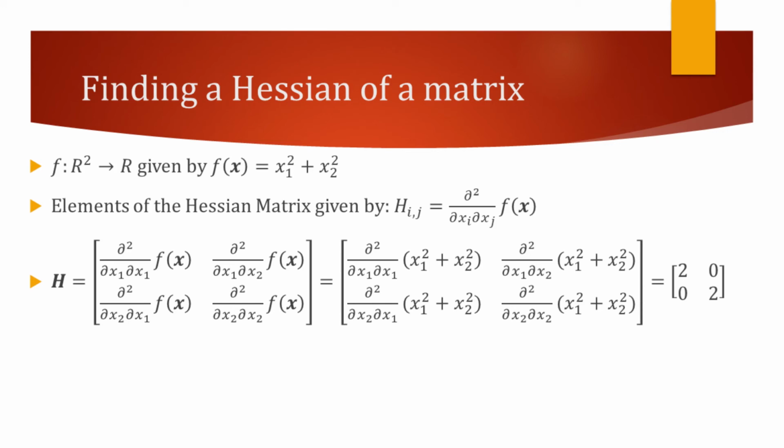In the first row of the second column, we find the partial derivative of the function with respect to the second element, and then the first element of the input vector. A similar procedure is applied for finding the rest of the elements of the Hessian matrix.